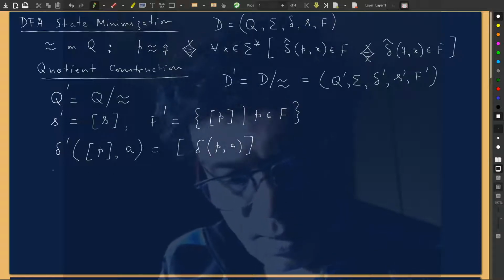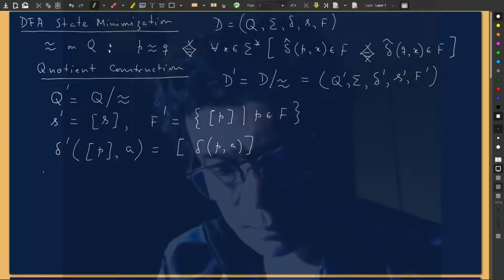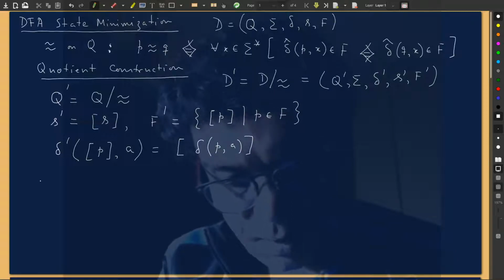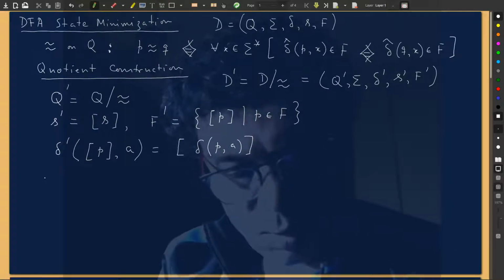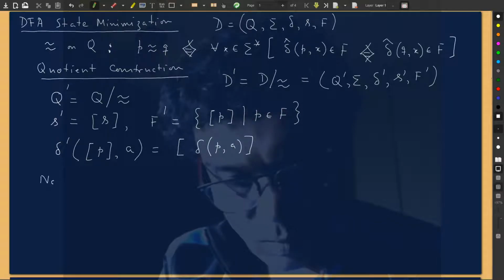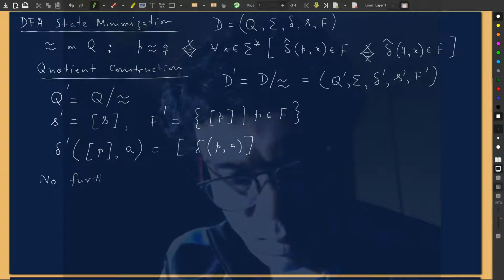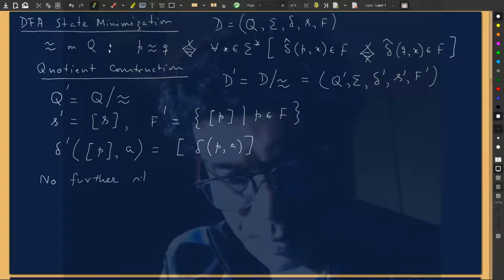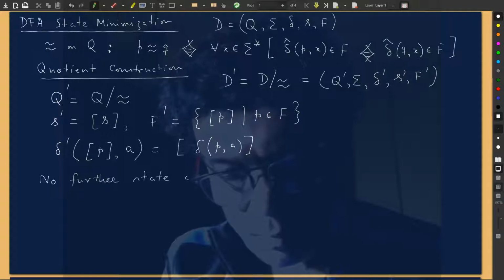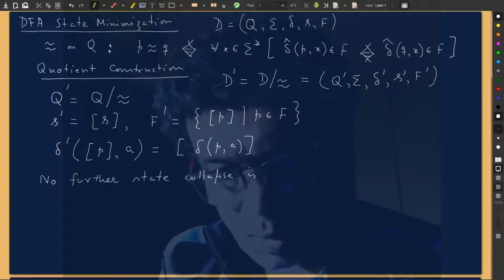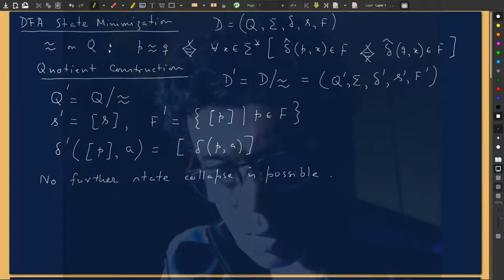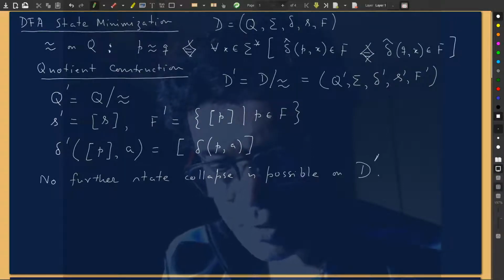Okay, and we have also seen that no further state collapse is possible on this D prime, the quotient structure.